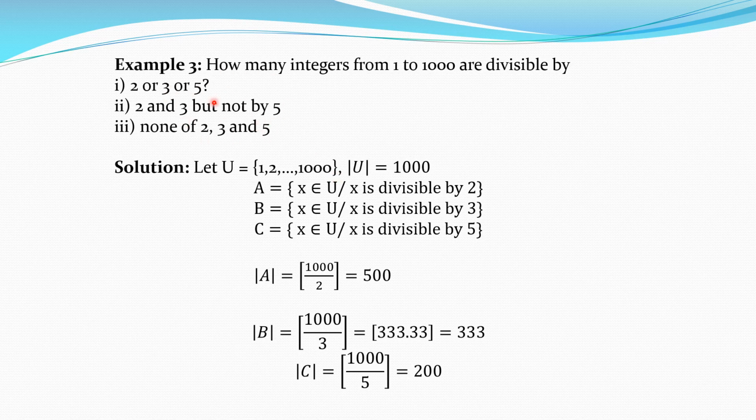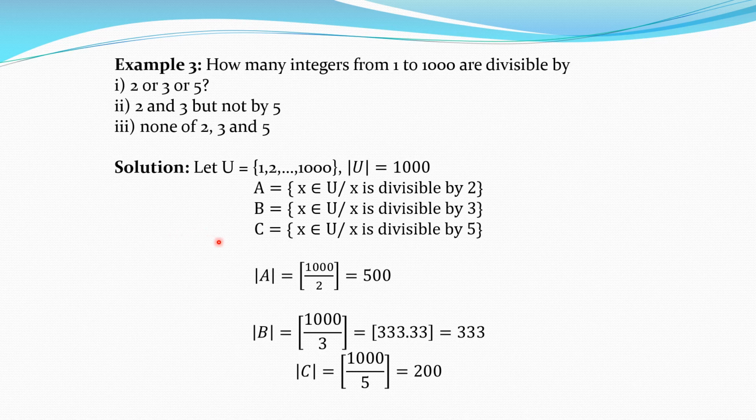Now depending upon their properties, divisible by 2 or 3 or 5, we define three sets here. So A contains the elements x from U such that x is divisible by 2. So it contains the numbers from 1 to 1000 which are divisible by 2, meaning 2, 4, 6, 8, 10 and so on up to 1000. Similarly, B is the set of all elements x in U such that x is divisible by 3. It means it contains 3, 6, 9, 12 and so on up to 999.